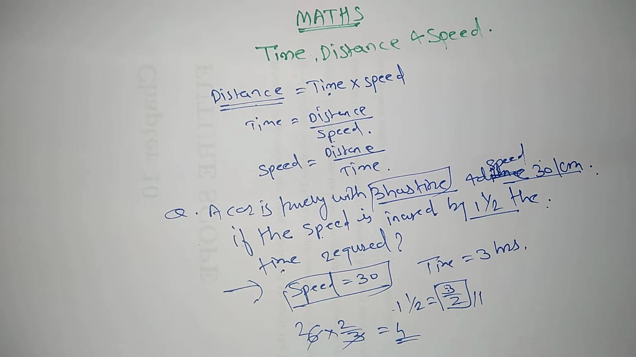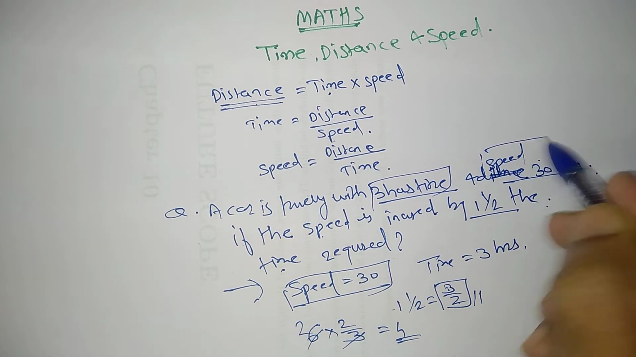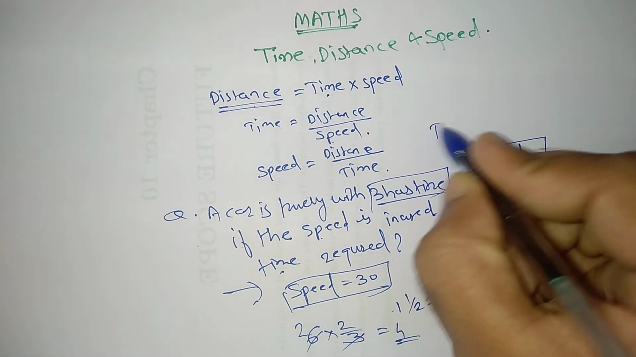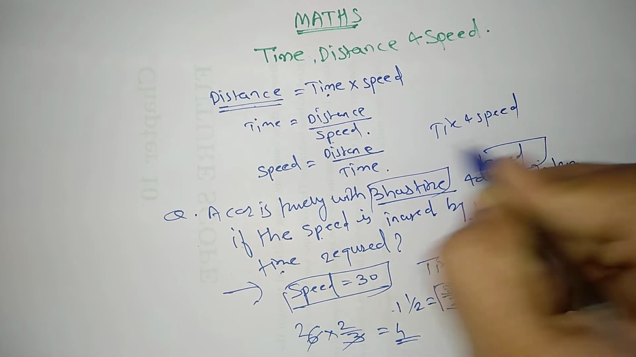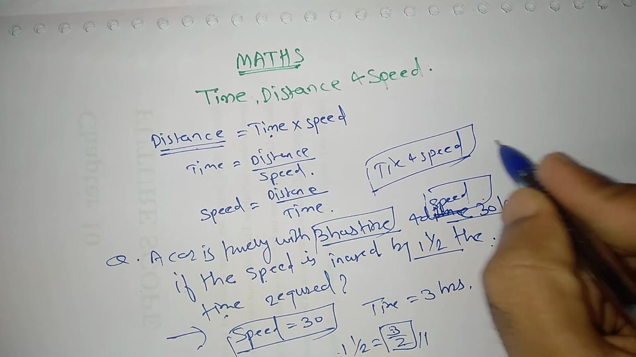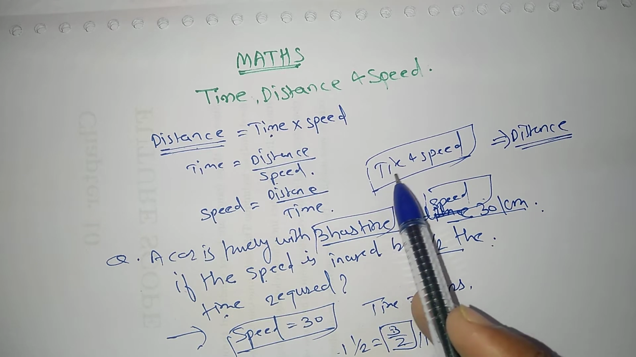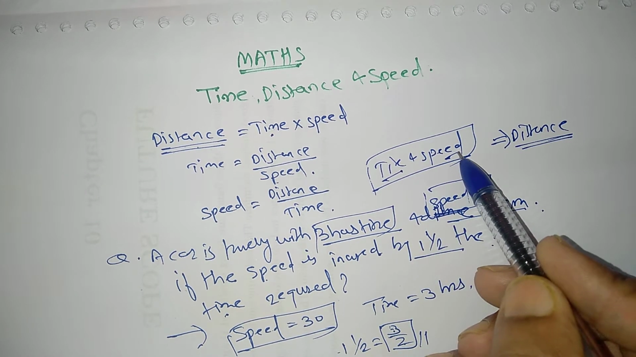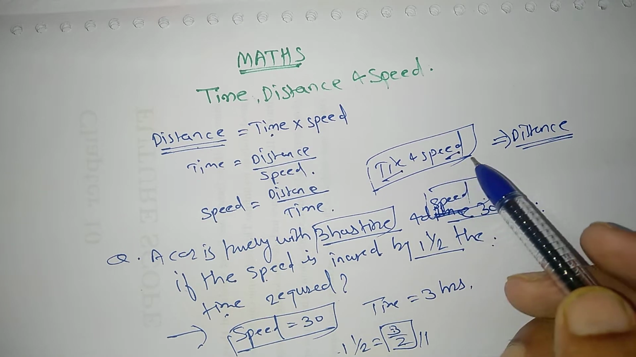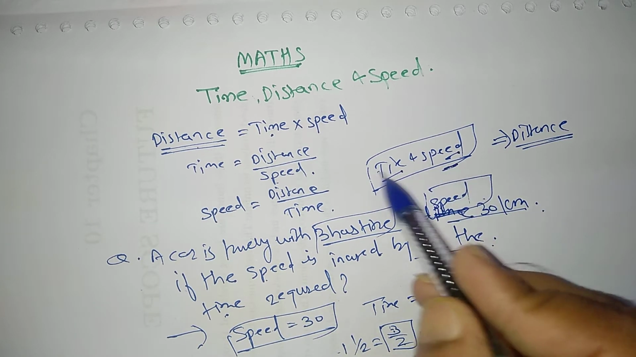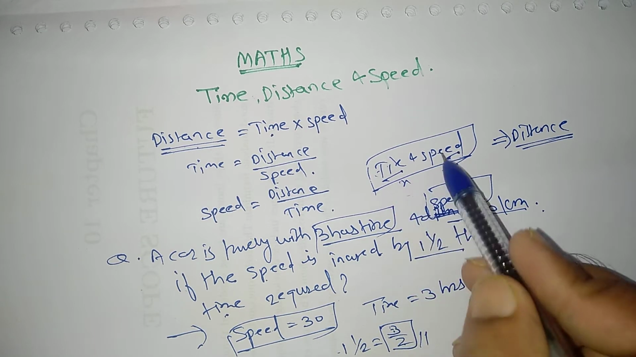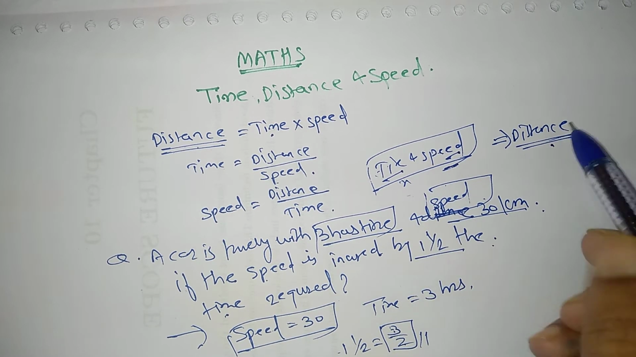This way we have to calculate the different parameters. They will give you two parameters and you have to calculate the other. In this problem statement, time and speed are given to us. What is constant here? Constant is the distance. That means they have given you first time, first speed. In the second, speed is increased and you have to find out the time. For this, distance is the same. This is one of the aspects.